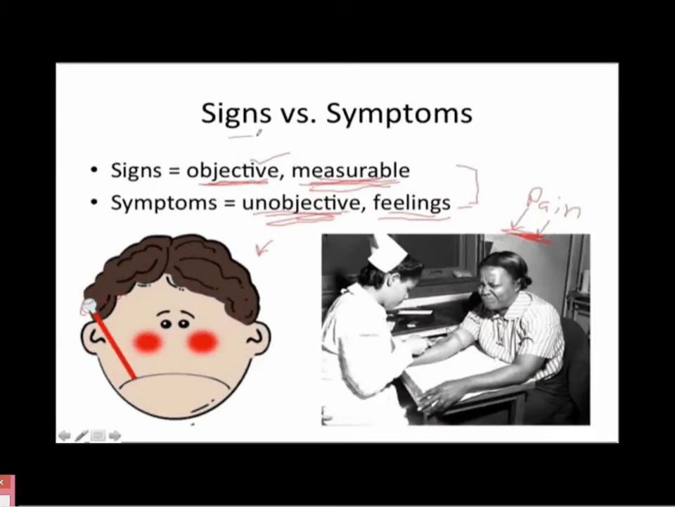So, signs versus symptoms. As I said before, these are examples of clinical manifestations. When we're talking about clinical manifestations, we're basically talking about how this disease is presenting itself. What can we as a practitioner measure, and what do we have to rely on from the patient to give us information about that?